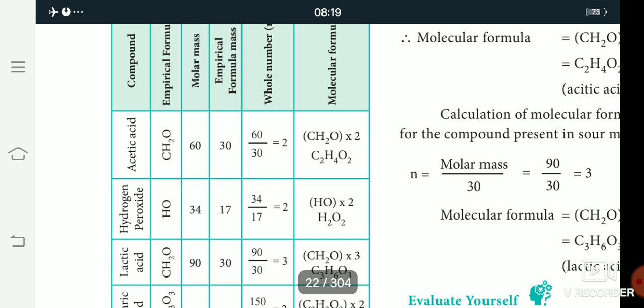For example 1 and 2, write the problem and write the answer in your homework note, finding the empirical formula. Okay, children. Thank you.